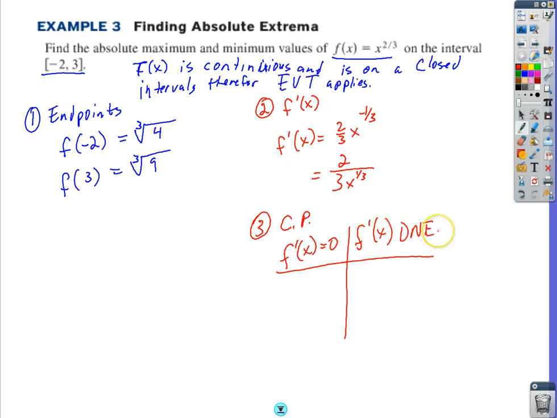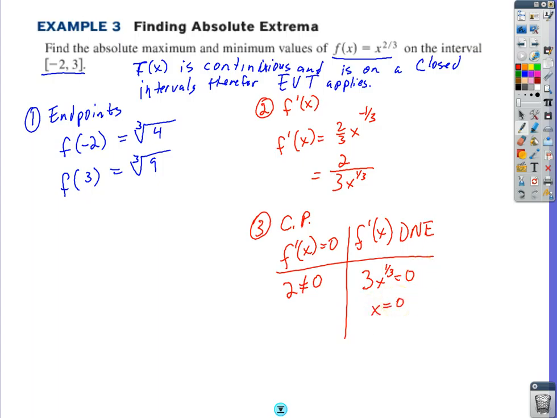Well, where does that happen? I think about where that happens for my numerator. My numerator is 2, so can my numerator ever equal 0? Can 2 ever equal 0? No, that cannot happen, so I don't have any critical points there. Now, where does f prime of x not exist? That's going to happen when 3x to the 1/3 equals 0, and that's going to happen when x is equal to 0.